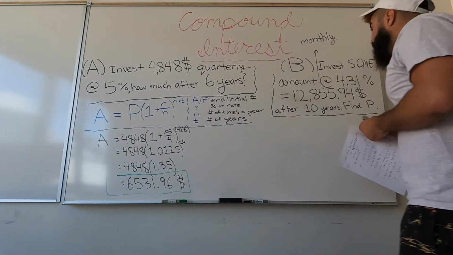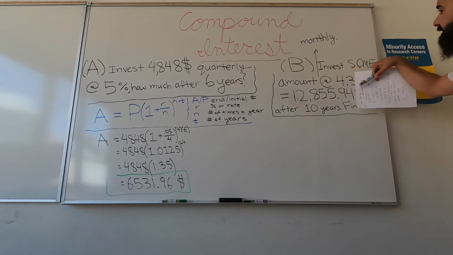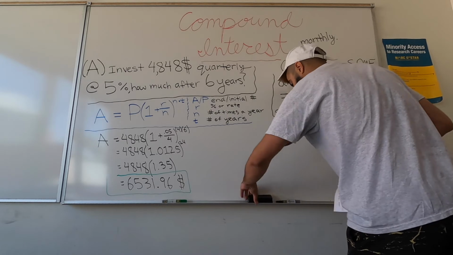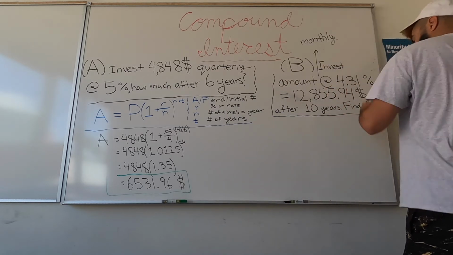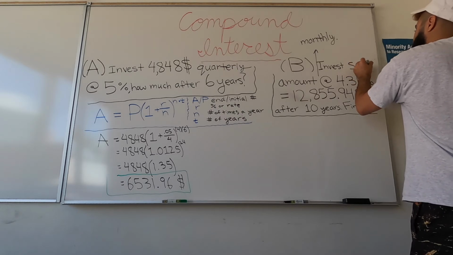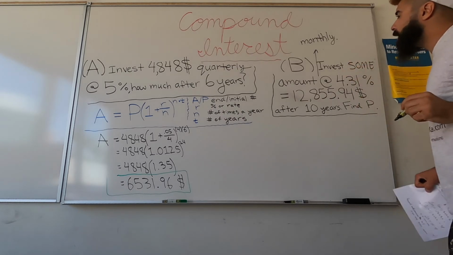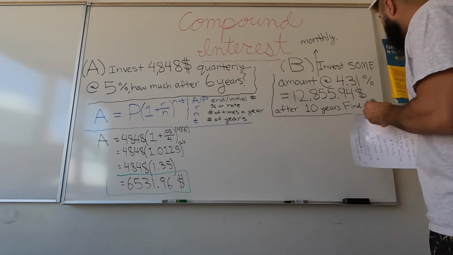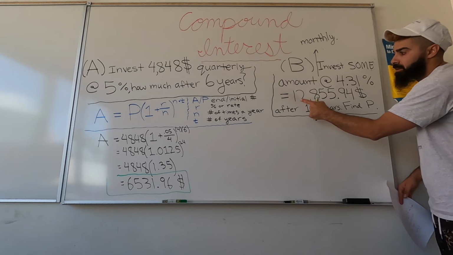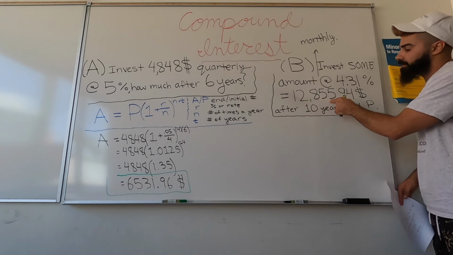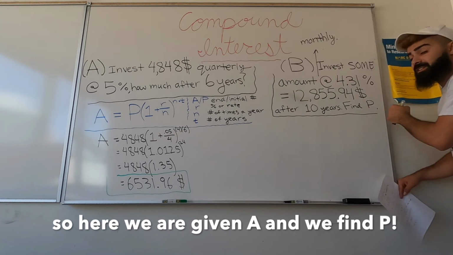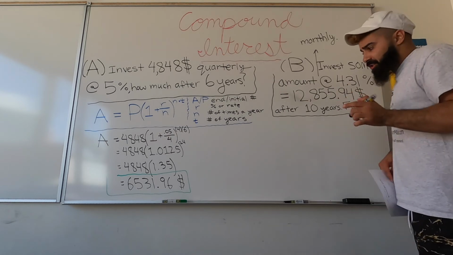Next, we're going to look at B. Now, B is a little bit different. You invested some amount of money. Maybe I should rewrite that. You invest some amount, compounded monthly at 4.31%, and it ends up equaling $12,855.94 after 10 years. Find P. So this one means find that initial amount.